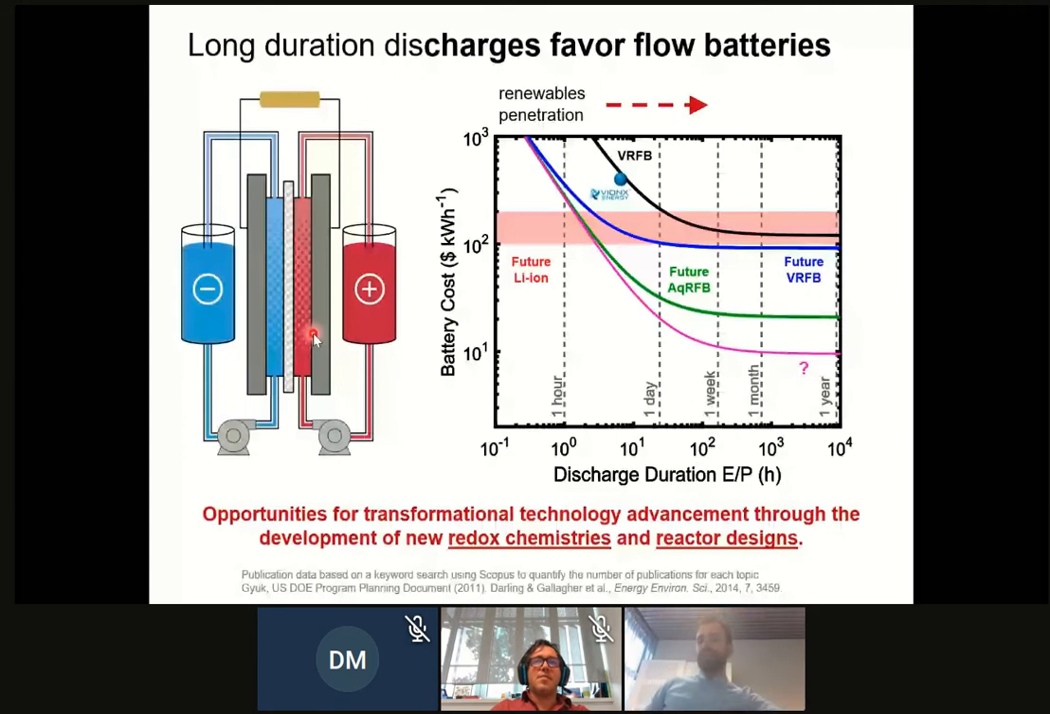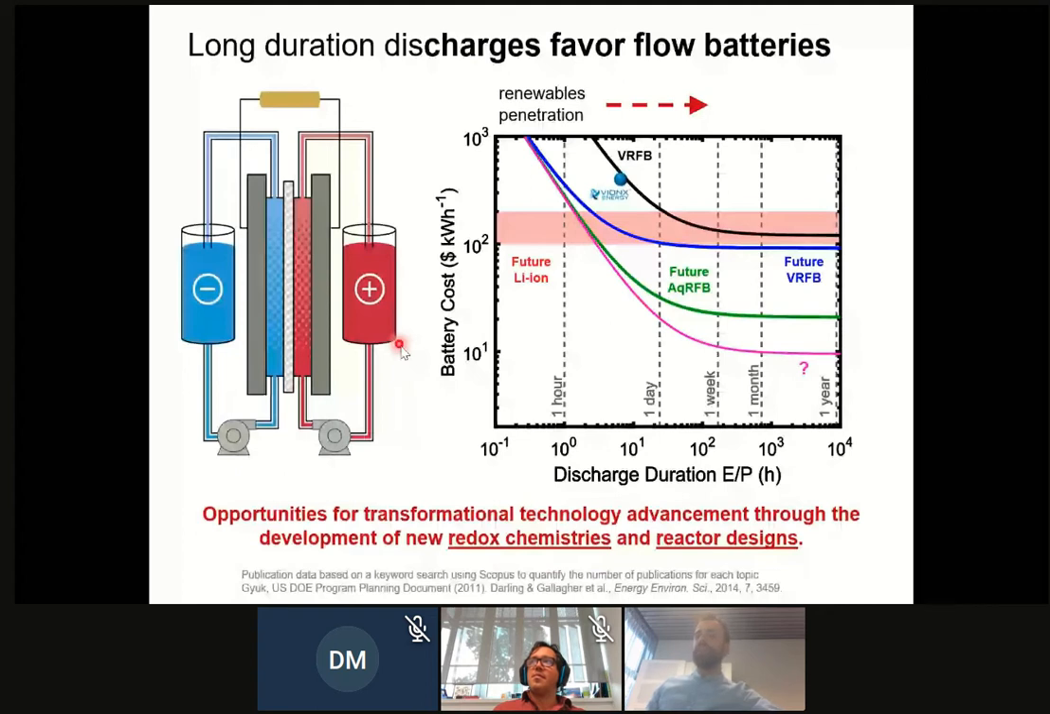So we need to make developments and advancements both in terms of the chemistry of the molecules, the redox molecules, but also in terms of optimizing reactor designs. So you could imagine that if you improve things on the electrolyte, you're increasing your energy density.